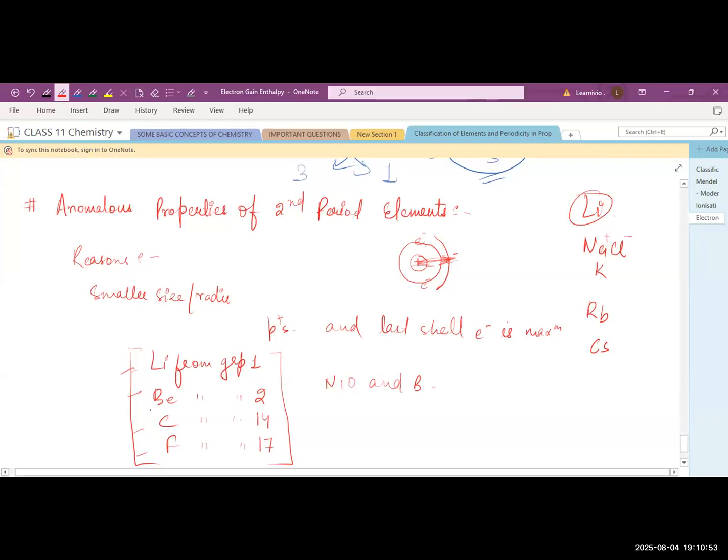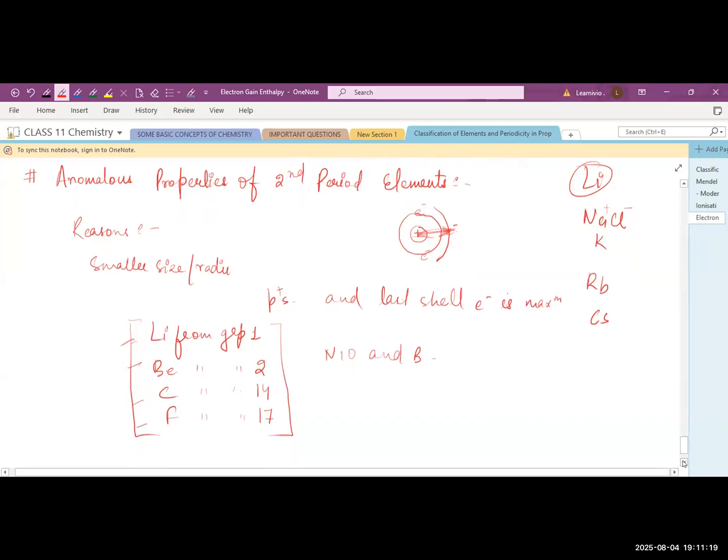जो expected value आपको लगता है, because regular trend, you know that when you move down the group, this will happen. Either it will decrease or increase, right? But there are some exceptions due to the anomalous behavior of the first member of each group. So due to that, the trend order जो होता है वो different होता है. Right? I will discuss some questions.